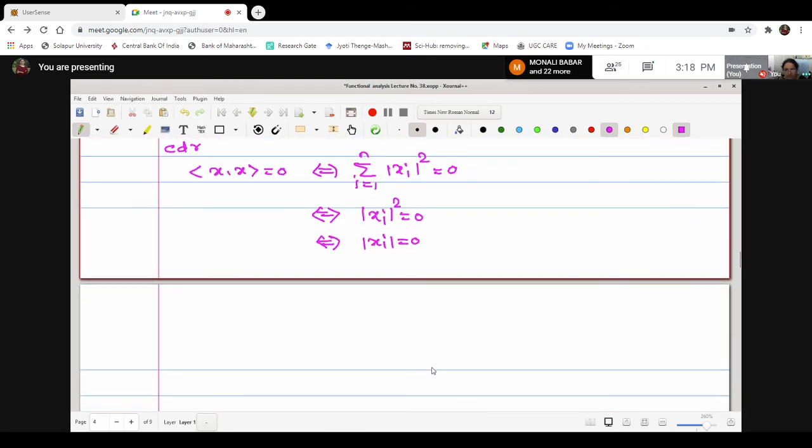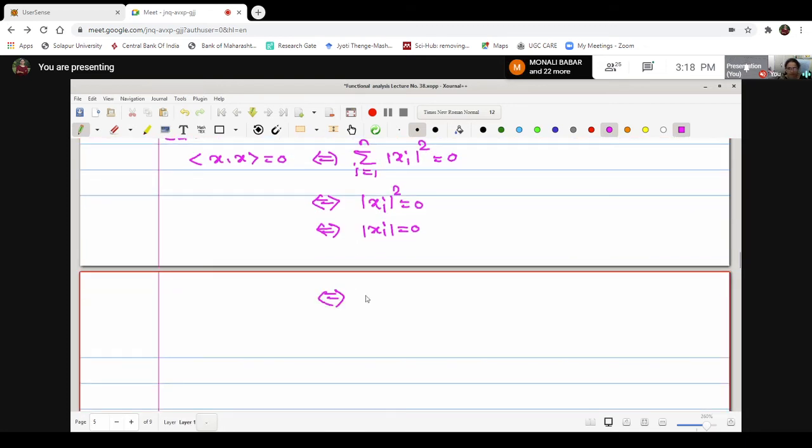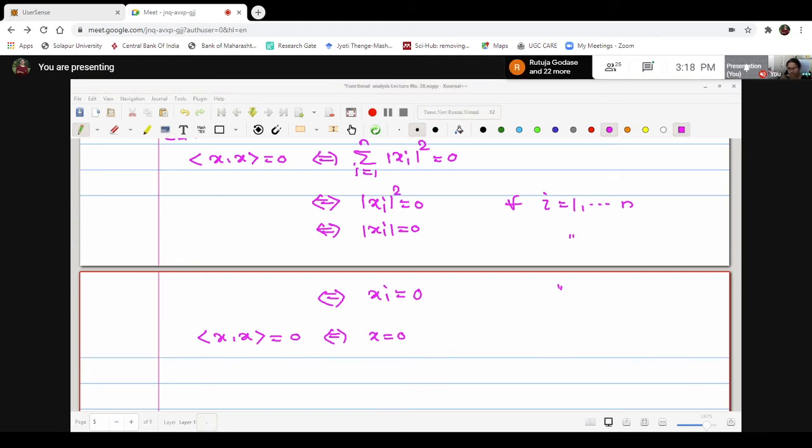Let us come to the next page. Which implies xi is equal to 0 for all i equals 1 to n. Let us continue. If xi is 0 for all i, it means every coordinate of the vector x is 0. Therefore, may I write x is equal to 0. Hence, we have proved the second property also, that is, if the inner product of x along with itself is equal to 0, then x is equal to 0. It means positive definiteness is true in the case of this inner product space. Let us come to the third property to prove.